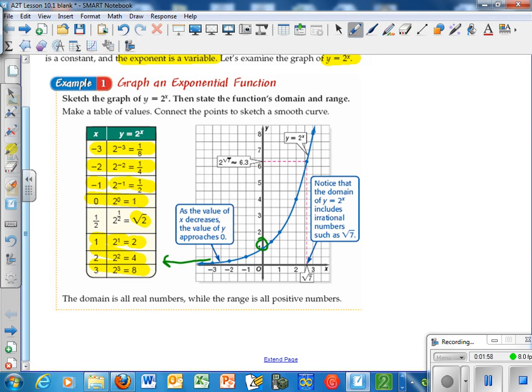And they also say that the domain includes irrational numbers, so it's not just integers. We can put in things in between, and then it's going to start shooting up really fast here and keep going out as the powers get bigger. So the domain is all real numbers. Notice it never gets below the x-axis, so for this example, the range, or the y values, the output values, are all positive numbers.